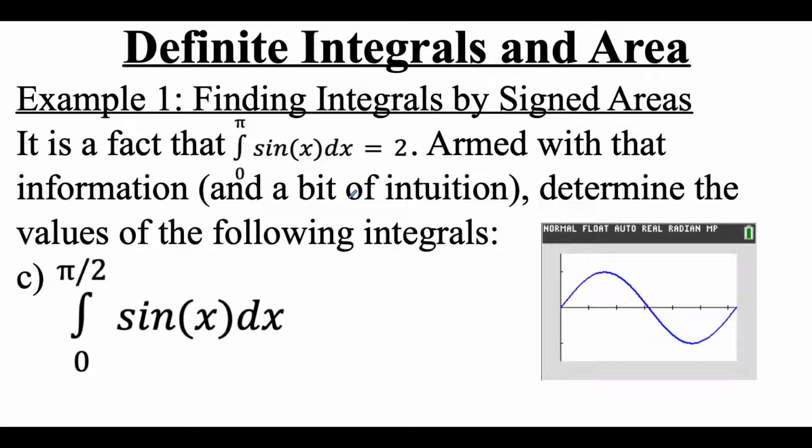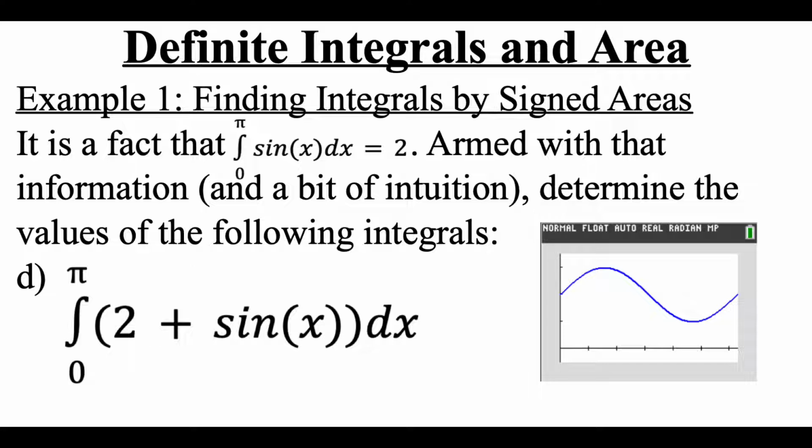Same set of information again. So we know that this area from 0 to pi has an area of 2. But now we're going to look at the integral from 0 to pi over 2 of sine of x dx. So pi over 2 is going to be right in the middle here. Now we know that this total area is 2, but instead of going all the way over to pi, we're going to stop at pi over 2. So we're just going halfway in here. So then this integral value should just be 1.